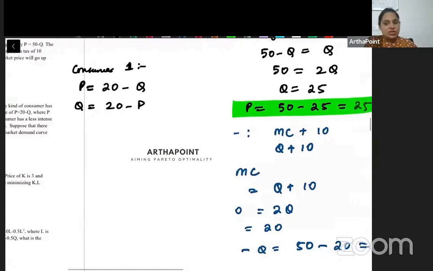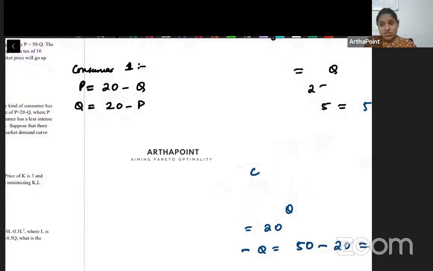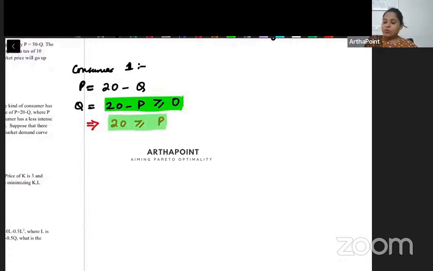Now, this consumer or any consumer in the market has to buy positive quantity. By quantity, the positive ho sakta, it cannot be negative. So the quantity that this consumer will buy can only be greater than or equal to 0. This means that 20 is greater than equal to P. I am just putting 20 minus P greater than equal to 0 because I want to have positive quantity. And from here, I will get 20 greater than equal to P.